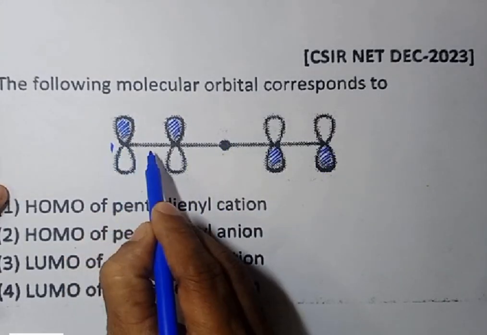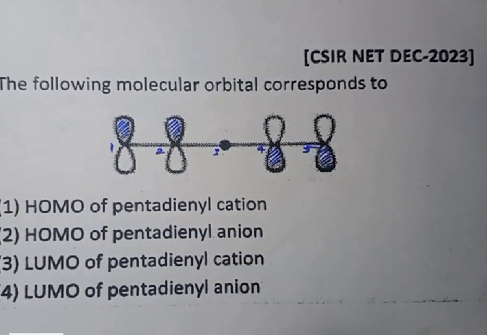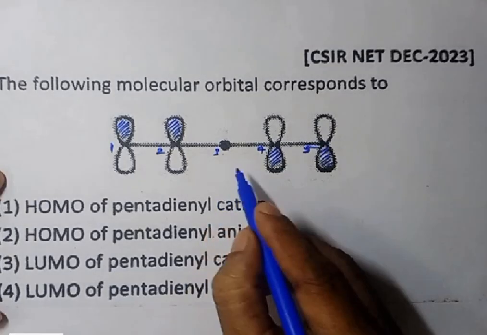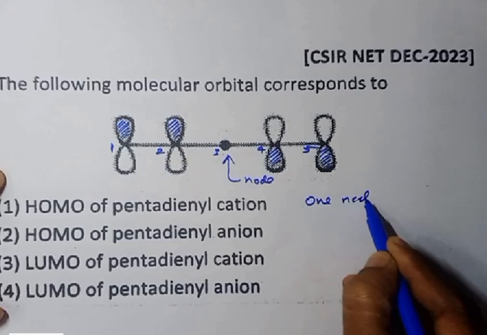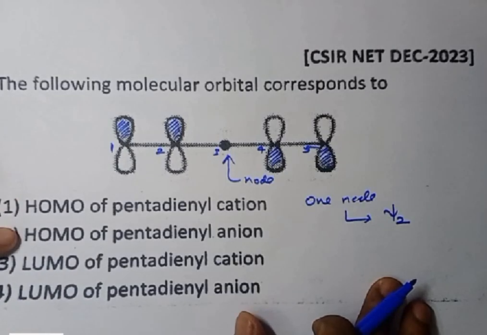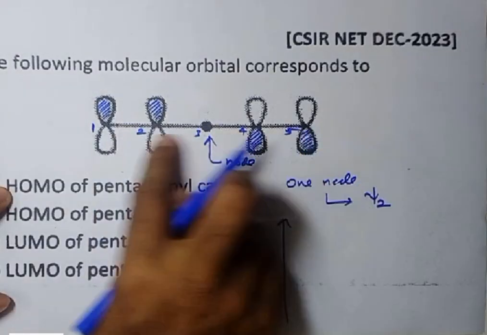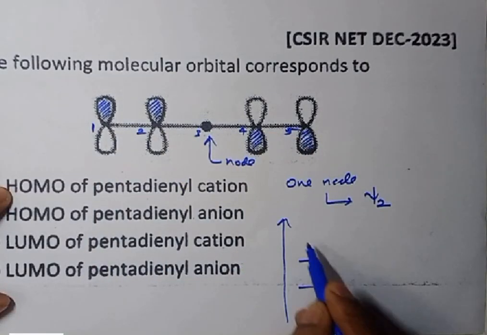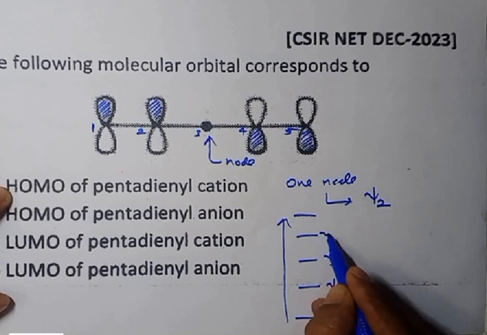I have carbon 1, carbon 2, carbon 3, carbon 4, carbon 5. Because it is a penta system, there should be 5 carbons. Now, how many nodes are there? Can anyone tell me? Since there is one node, this is a node actually. So we have one node. One node means the wave function should be psi 2. So it should be the second molecular orbital. Listen, there are 5 molecular orbitals because 5 carbon atoms are there. So this is psi 1, this is psi 2, this is psi 3, this is psi 4, and this is psi 5.